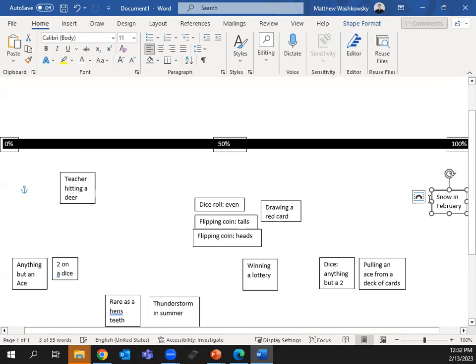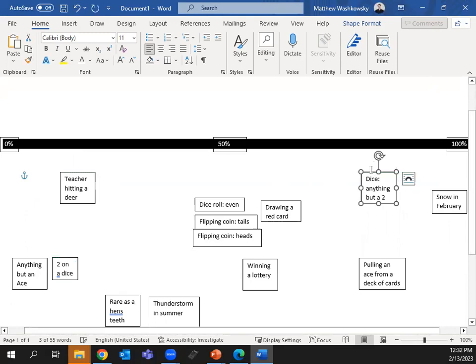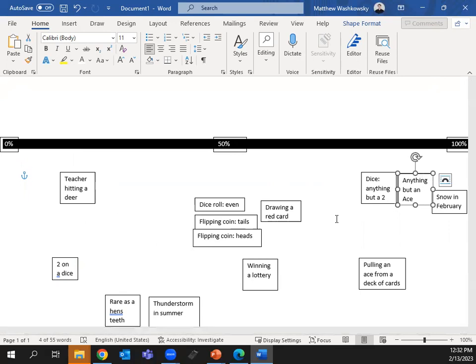Sorry, bear with me one second. Pulling anything but an ace. Rolling a dice and landing anything but a 2. Anything but a 2. Pulling anything but an ace. And then there's a couple that are missing. Win the lottery, rolling a 2.